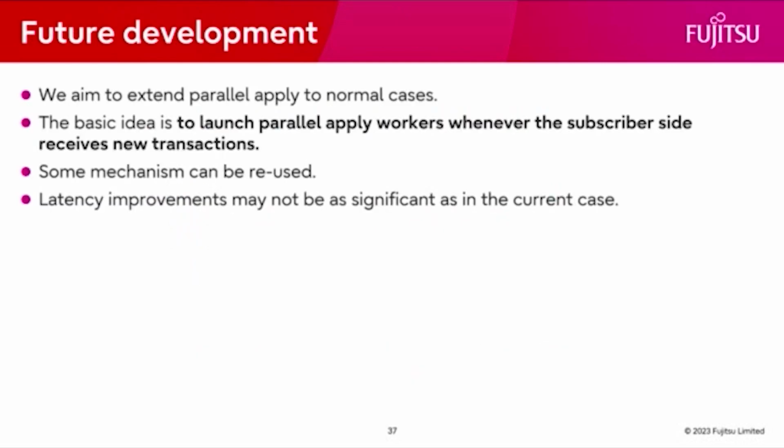Okay, finally, I will discuss the future of this feature. Our team aims to extend parallel apply to normal, non-streaming cases. The basic idea is largely the same: to launch parallel apply workers whenever the subscriber side receives a new transaction. So receive, launch, receive, launch. Some mechanisms, the basic workflow, and some efforts for detecting deadlock can be reused.